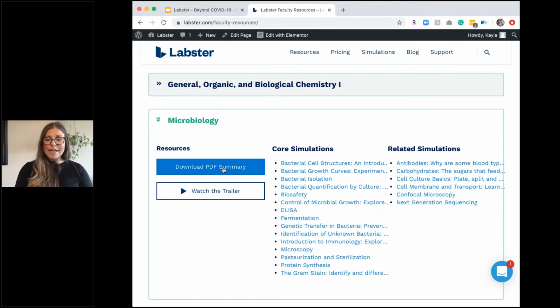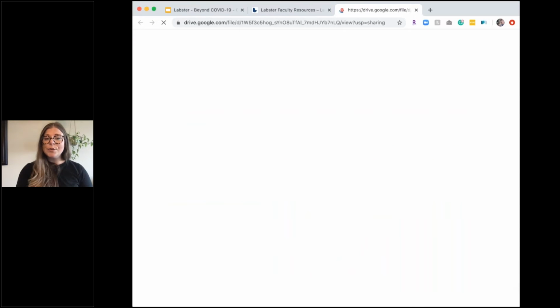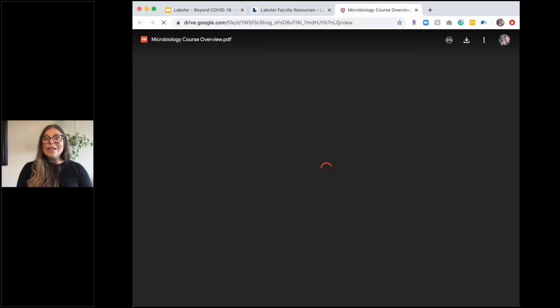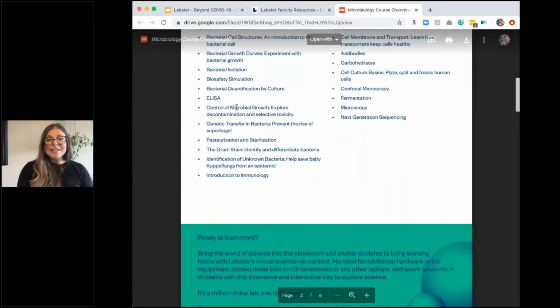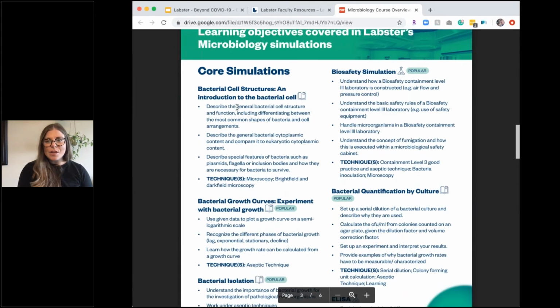You can also download a PDF summary that includes all of the simulations for this subject area, as well as their learning objectives and the techniques for each lab. I find this extremely helpful if you're sharing this with colleagues who maybe weren't able to join us today. This is the 1-pager, multi-pager, 6-pager, that will give you insight into what exactly would fit into a microbiology course.